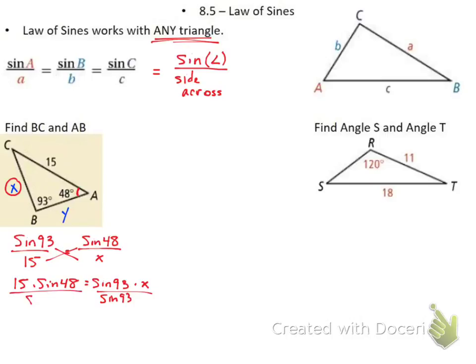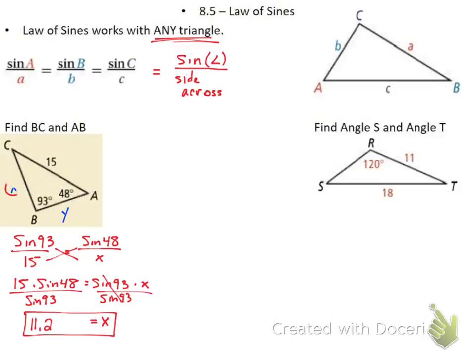And this is one big calculation that I can plug into my calculator. So I get X is equal to, and when I actually plug this in, I can go 15 times the sine of 48. Make sure that you close your parentheses and then divide it by the sine of 93. And I end up with 11.16, which I can round to 11.2. There's my X.